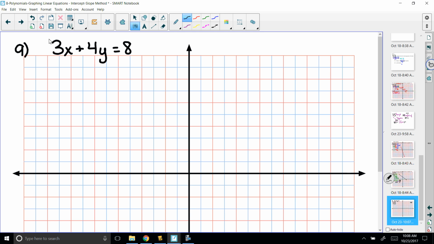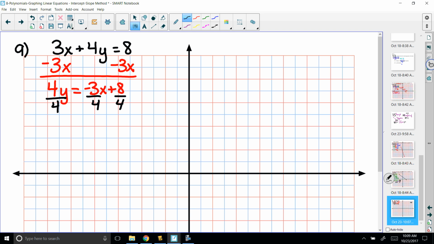All right, they ask you to graph 3x plus 4y equals 8. In order to graph, what variable do we have to solve for? Y. So in order to solve for y, I'm going to move the 3x over to the other side, which changes the sign. So I get 4y equals negative 3x plus 8. And as a final step, what are we going to do? Divide by 4. Or multiply by 1/4. Using the distributive property means that I'm going to take that times every single term on the other side. So I get the equation y is equal to negative 3/4 x plus 2.